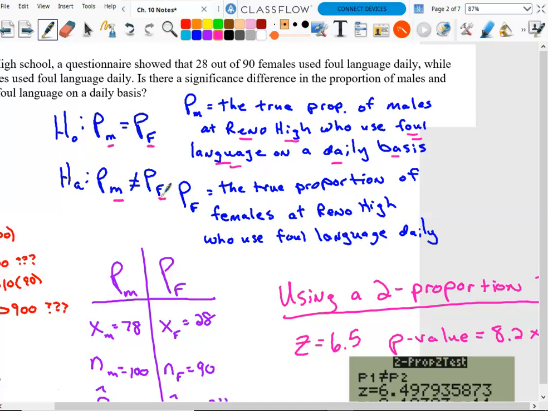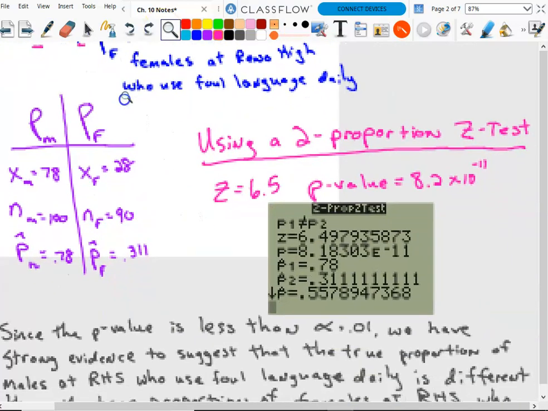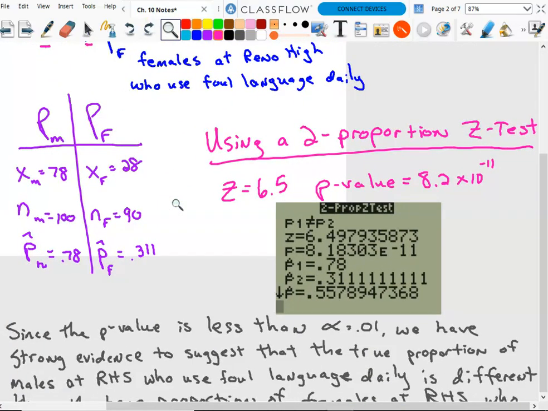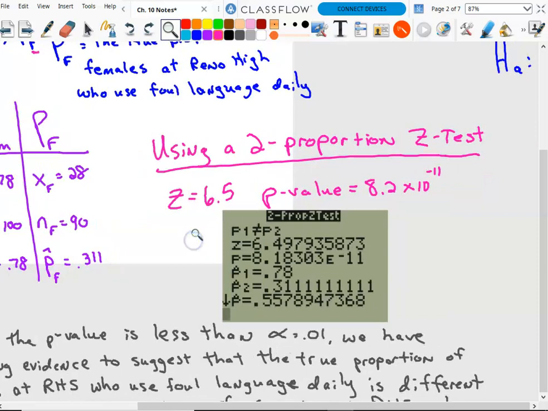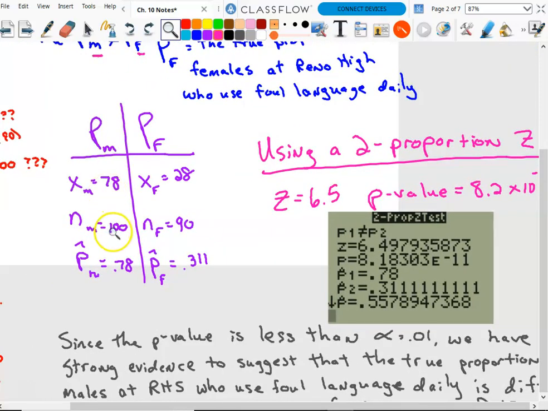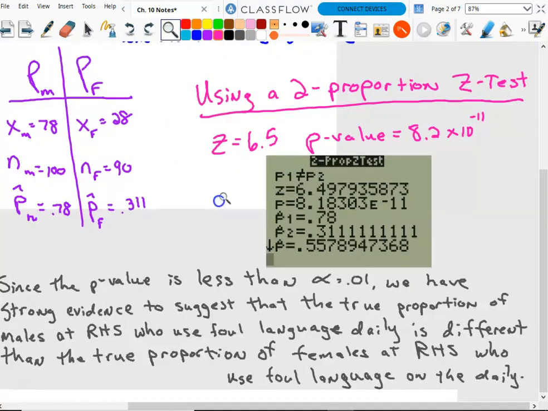Or you could be looking up the answer to a free response and they're doing that. And I don't want it to freak you out. So again, pause it and write it down. Summarized. Did a 2 proportion z-test. Plugged the data into my calculator: my x, my n, my x, my n. And it cranked out my z-score and my p-value.